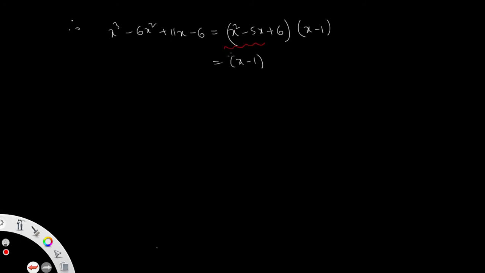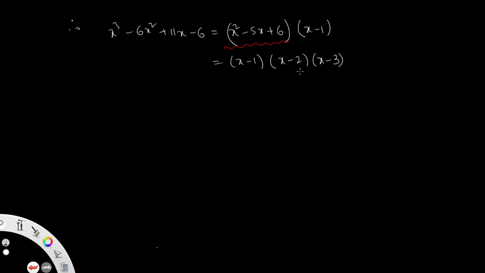Therefore, x cube minus 6x square plus 11x minus 6 equal to x square minus 5x plus 6 into x minus 1, since x equal to 1 is one of the roots. That is why we write this. And then solving by the quadratic equation, x square minus 5x plus 6 is nothing but a quadratic equation form. So you get x minus 2 into x minus 3. By doing the factorization you can get the values.